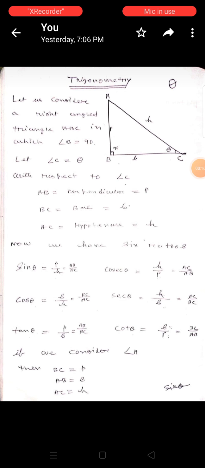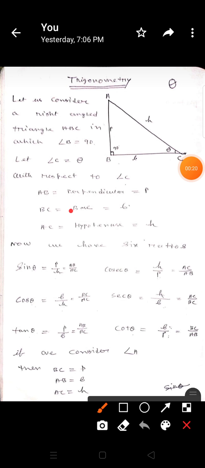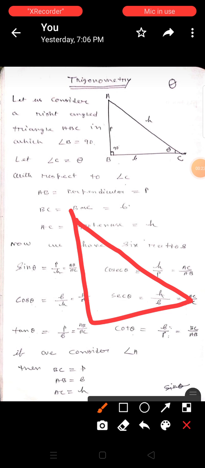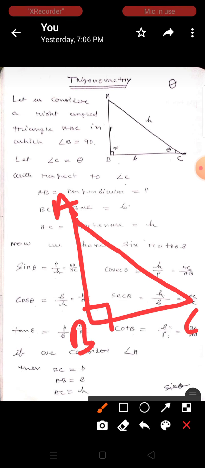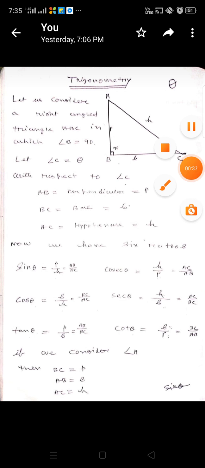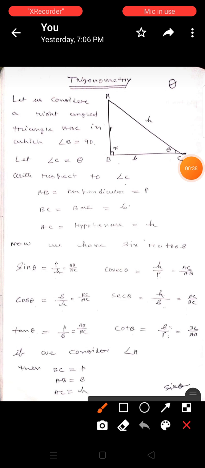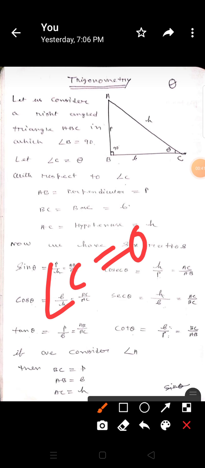So let us consider a right angle triangle ABC in which angle B equal to 90 degree. ABC is a right angle triangle. If angle B is 90 degree, then there will be two acute angles, angle A and angle C. So we assume that angle C is equal to theta. Let angle C equal to theta.